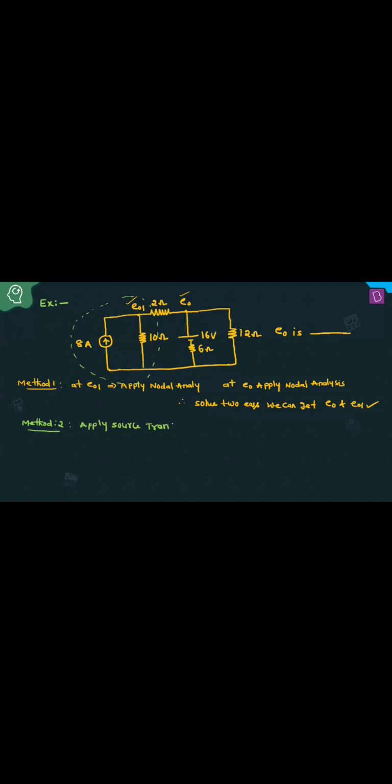Apply source transformation. If you apply source transformation, this is a current source, and you convert it into a voltage source. Current into resistance: 8 into 10, 80 volts. The current direction is like this now, that's why this is plus and this is minus. This is 80 volts, 8 into 10, 80 volts.